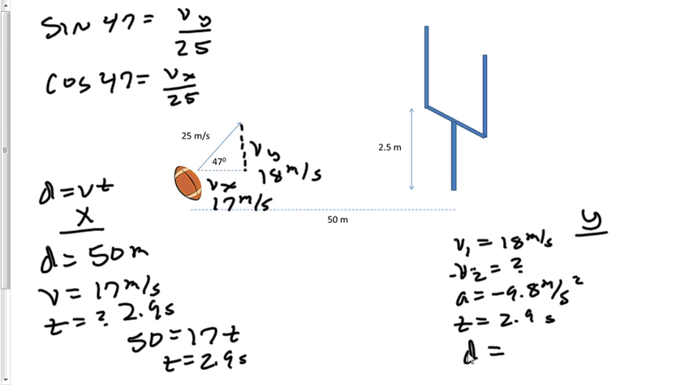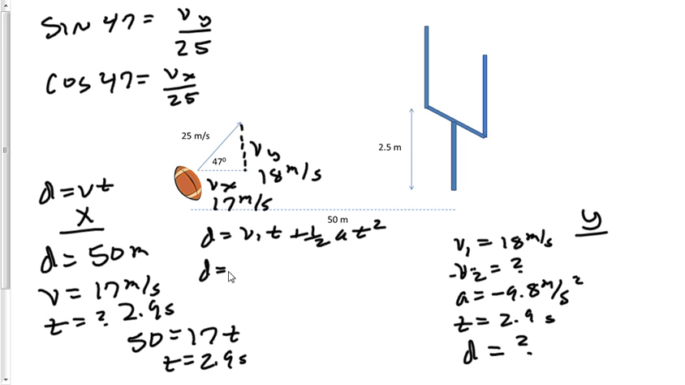Displacement is not known. Now it's tempting to put 2.5 in for the displacement, but remember the 2.5 refers to the goalpost. It does not refer to the football. We do not know how high the football is when it gets to the goalpost. That becomes our unknown in this equation. Once again, we can choose the equation that does not have velocity 2 in it. d is equal to v1t plus 1/2 at squared.